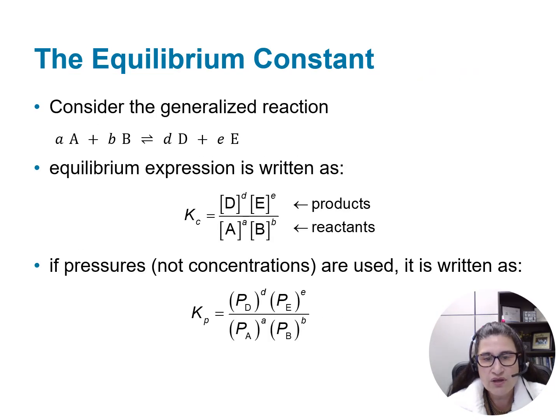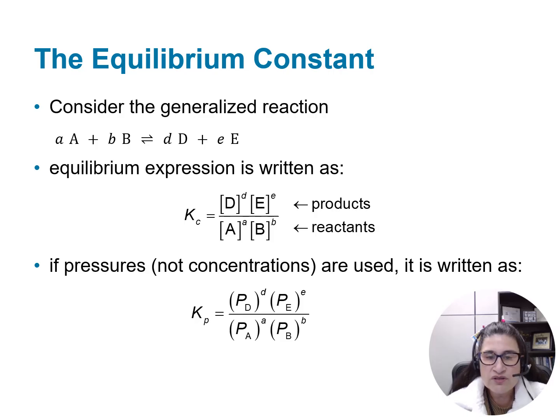So let's say we have a reaction that looks like this. My equilibrium expression, and this one is for concentrations, meaning we're going to be using molarities, would be products over reactants: [D] to the d power, [E] to the e power, over reactants, [A] to the a power, [B] to the b power.